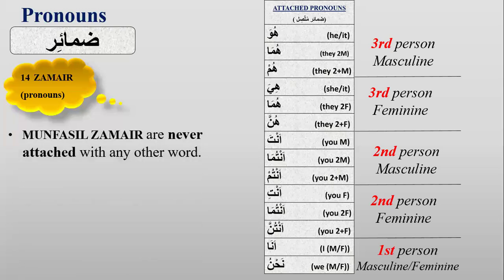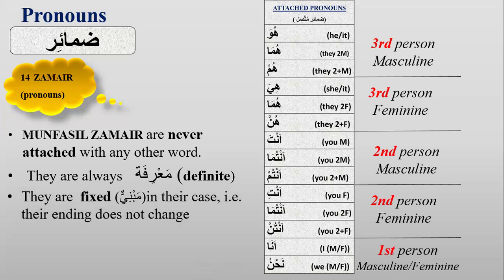So these are the rules you need to remember that I'm repeating. Munfasil damair, that is detached pronouns, are never attached with any other word. They always come alone. They are always definite, though you cannot see al at the beginning, but according to their place, they are always definite and they are fixed, meaning their spelling patterns cannot change. They are also called subject pronouns.